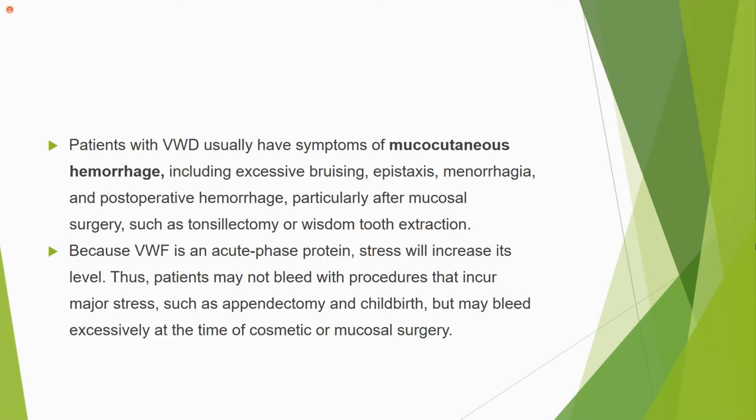The patients with von Willebrand disease usually have symptoms of mucocutaneous hemorrhage, since it is involved in primary hemostasis. So the patient presents with superficial or mucocutaneous bleeding, including excessive bruising, epistaxis, menorrhagia, and postoperative hemorrhage, particularly after mucosal surgery such as tonsillectomy or wisdom tooth extraction. Because von Willebrand factor is an acute phase protein, stress will increase its level. Thus, patients may not bleed with procedures that incur major stress, such as appendicectomy and childbirth, but may bleed excessively at the time of cosmetic or mucosal surgery.